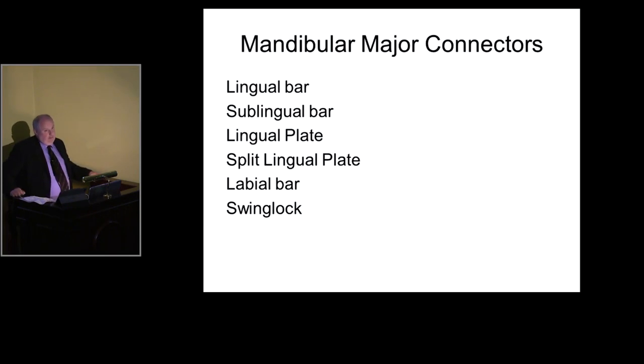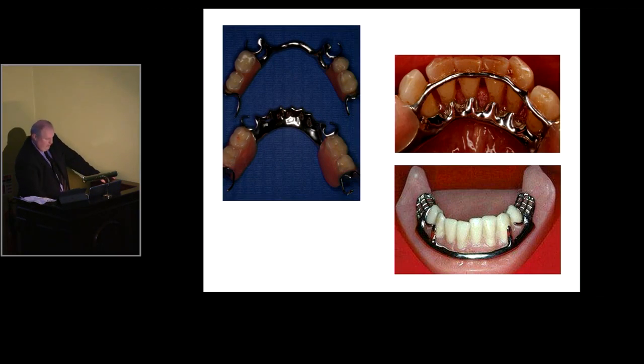These are the lower major connectors. So we've already got our path of insertion. Now we're trying to connect everything. Lingual bar, sublingual bar, lingual plate, split plate, labial bar, swing lock. How much space do you need for a lingual bar on the lingual of the lower anterior teeth? You need 8 millimeters. 3 millimeters of space from the bar to the floor of the mouth, 4 millimeters of space for the bar, and 1 millimeter space to the gingival margin. If you don't have that, you cannot use a lingual bar. It will produce repeated ulceration. In that situation, you would use a lingual plate.